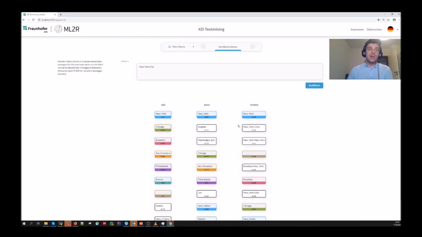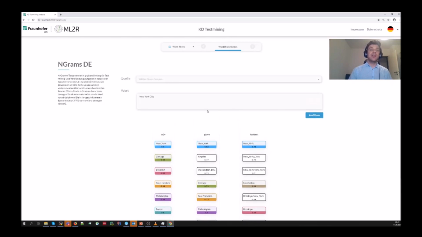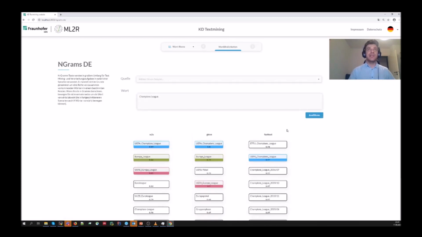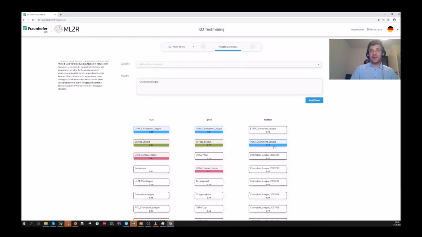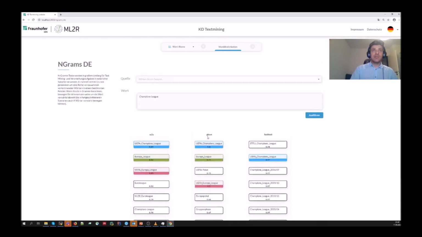And here you can see that although all three models have been trained on the same corpus, they have a different perception or a different concept of context. And it makes a lot of sense to play around with this. And as soon as the showroom goes online, you can, of course, enter arbitrary words here. So maybe you're a fan of football, or as some call it soccer, as I am. So you could input the Champions League here. And you would find UEFA Champions League here, Europe League, UEFA Europe League, and particular seasons here in FastText. So this is quite interesting.